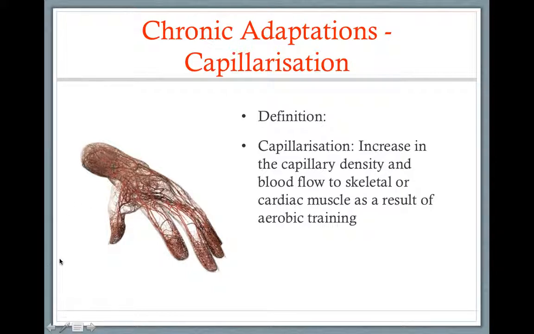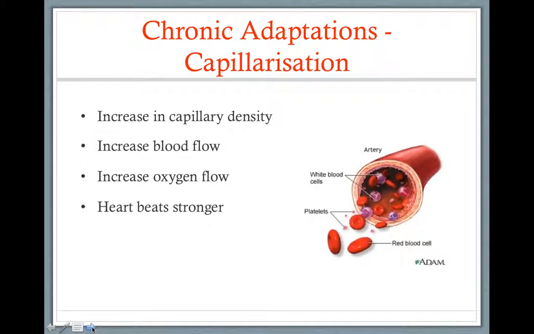All these changes come back to one simple thing: we want to get more blood around the body. We get more blood around the body each beat, and that means we get more oxygen. That's what it comes down to. Oxygen is our big currency. So all these changes are about getting more blood around the body to get more oxygen. Capillarization, as we spoke about, means increased blood flow, increased oxygen flow. That's what it's all about.